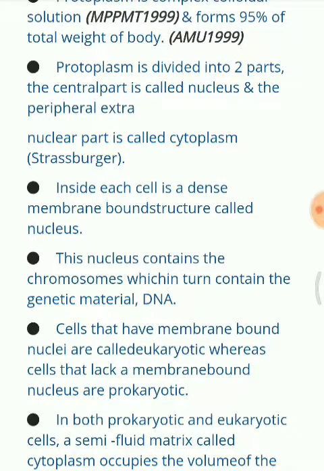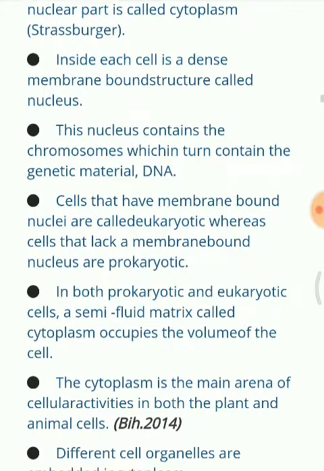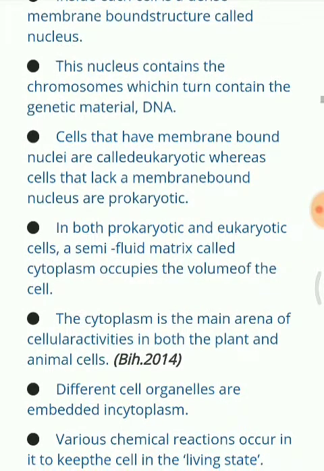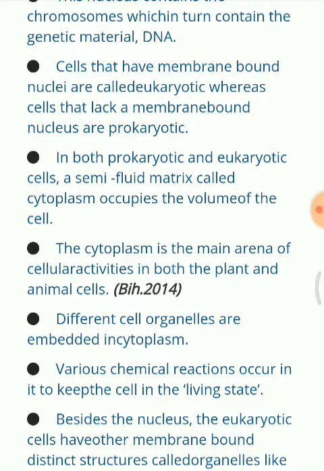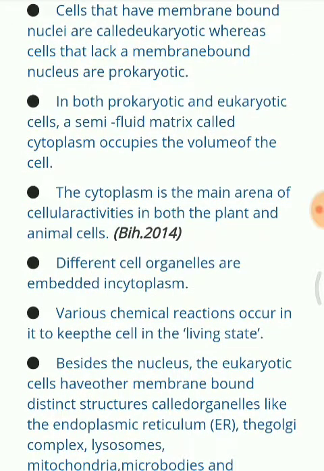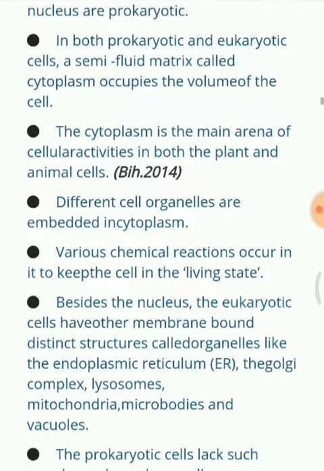Cells that have membrane-bound nuclei are called eukaryotic, whereas cells that lack a membrane-bound nucleus are called prokaryotic. In both prokaryotic and eukaryotic cells, a semi-fluid matrix called cytoplasm occupies the volume of the cell. The cytoplasm is the main arena of cellular activities in both plant and animal cells. Different organelles are embedded in the cytoplasm. Various chemical reactions occur in it to keep the cell in the living state.